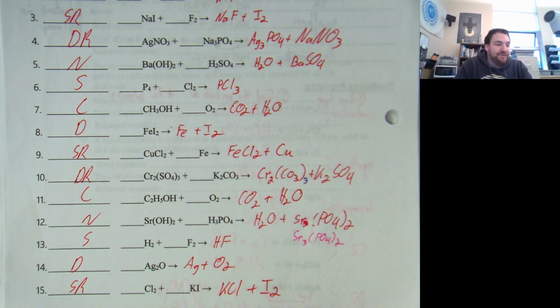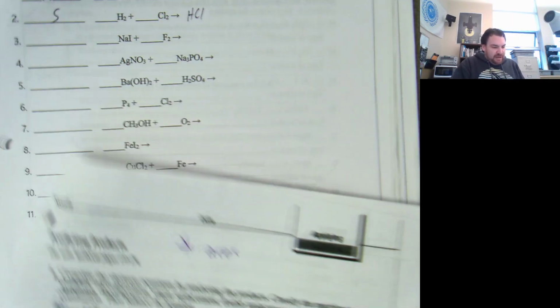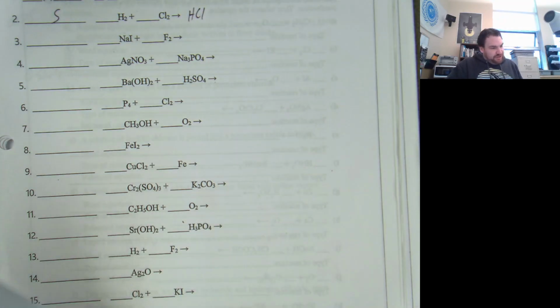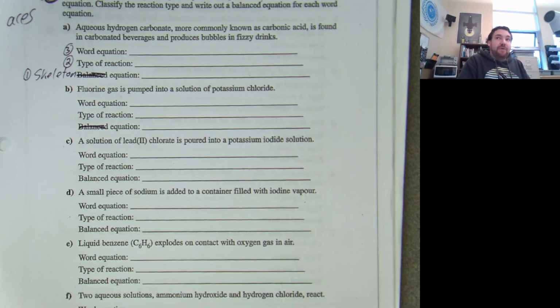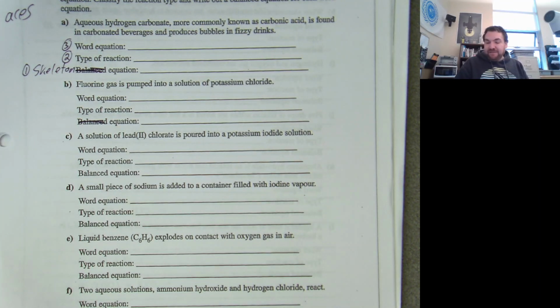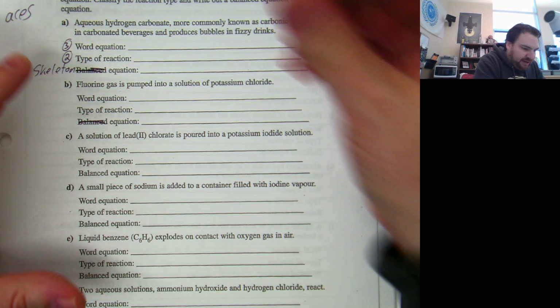Okay, that was that. And then the next piece of homework, or next piece of things I wanted you guys to do, I don't have answers for, so let's do them real quick. I wanted you to do the ACEs here. I wanted you to do the reading, classify, and then give me the skeleton equation, the type of reaction, and the word equation.